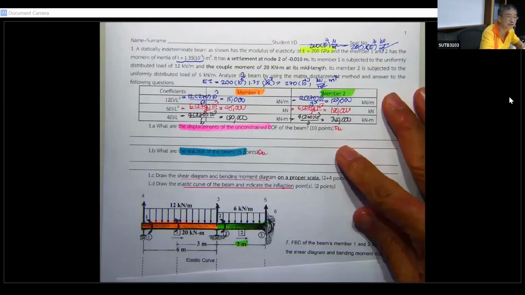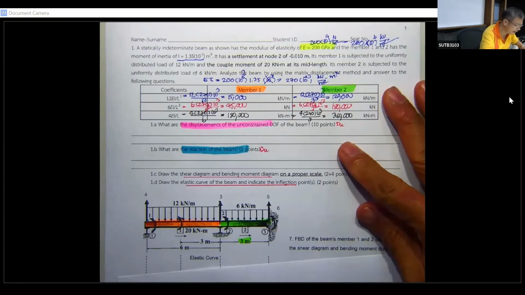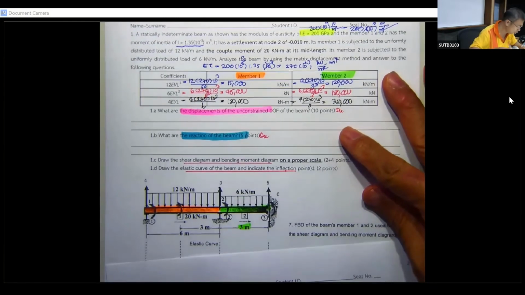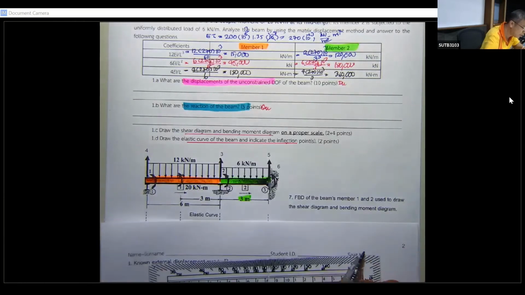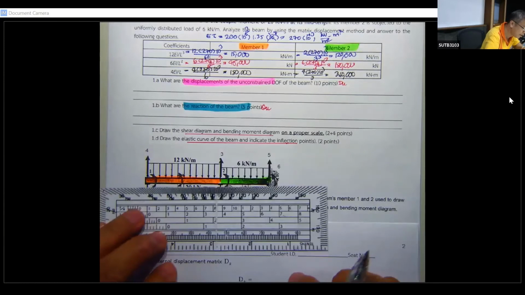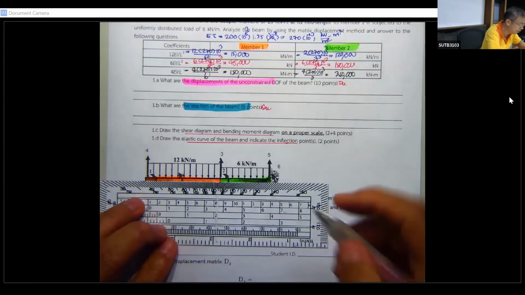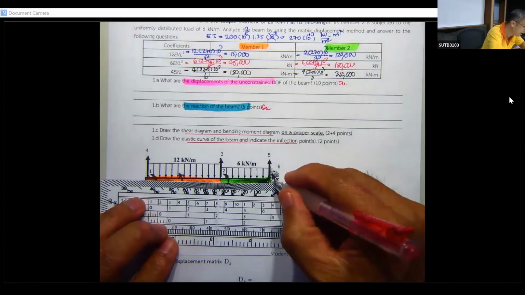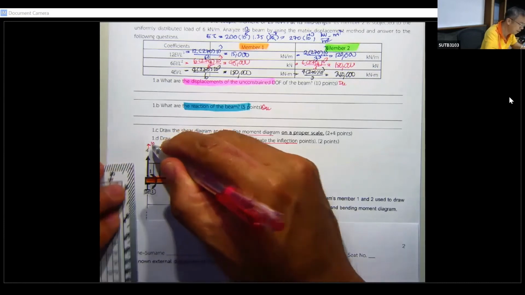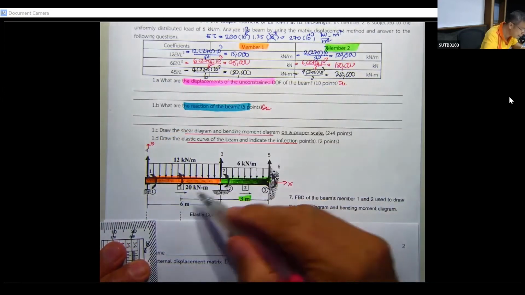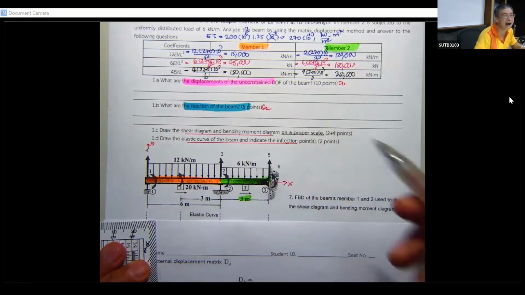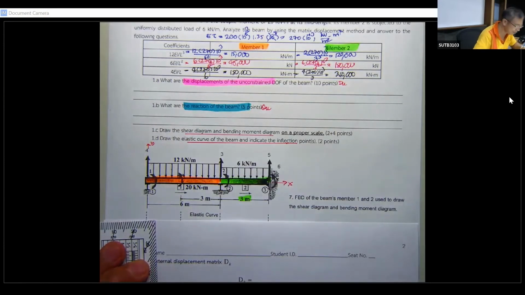Before you go further, based upon this problem, you got to set the global coordinate system. Even though it doesn't help you over here, please do it to make the problem complete. Okay, and the node numbers, the member numbers, we already have. So it's going to be very convenient to do so.